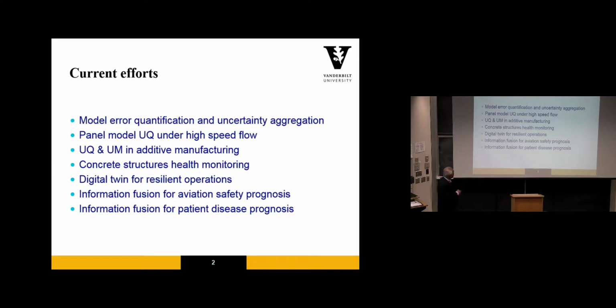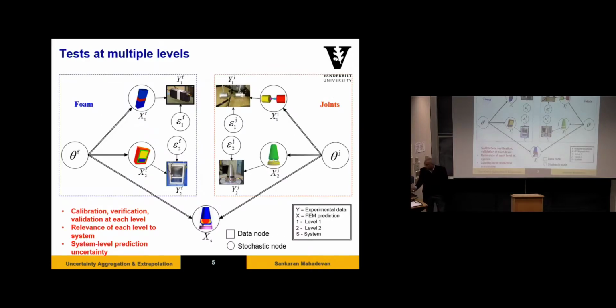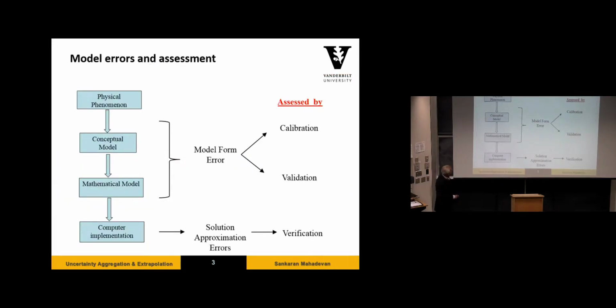My focus today is mostly on the first topic: how do you quantify model errors, and especially assess the model errors in predicting systems where you don't have information. Just to give some background, if you were modeling physical phenomena, first you have a conceptual model, which you translate into a mathematical model. Then you have a computer implementation of that mathematical model for solving. So you introduce broadly two types of errors. One is the model form error, and then the solution approximation errors, or the numerical errors.